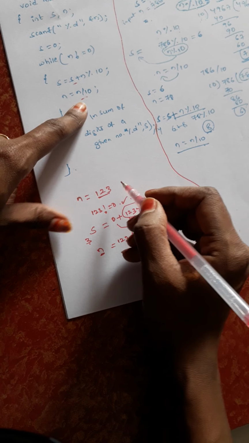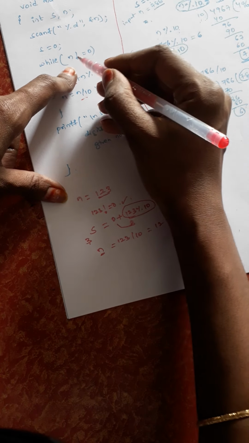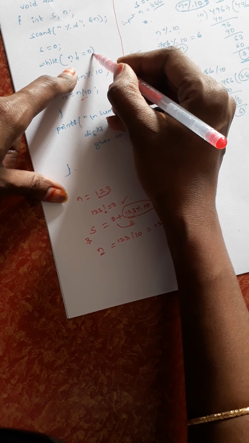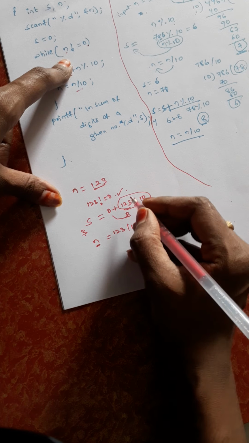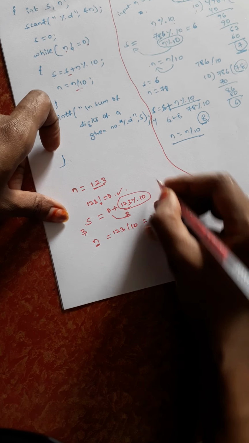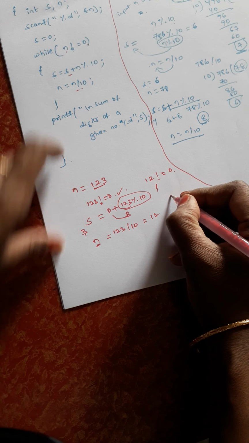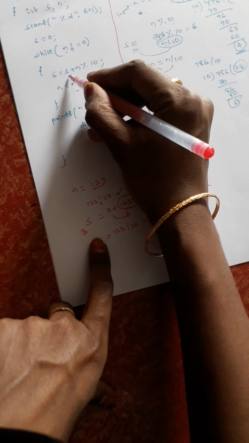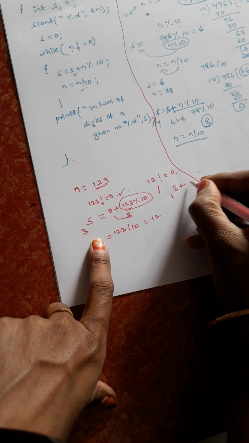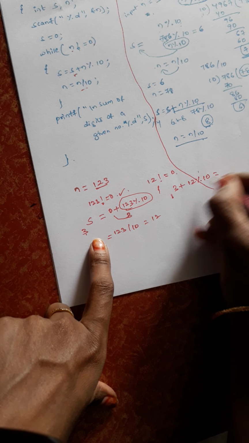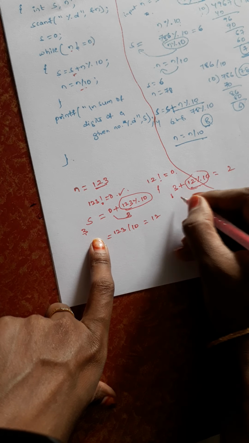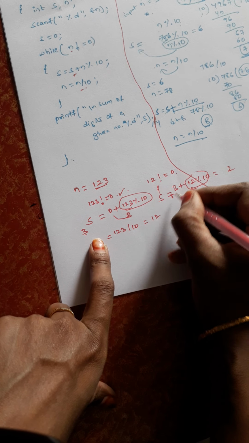Now again check the condition here: 12 not equals 0. Yes, the condition is satisfied, so again it goes to the loop. Previously what is s value? 3. So 3 plus 12 modulus 10. What is 12 modulus 10? 2. What is 3 plus 2? 5, which is assigned to s.